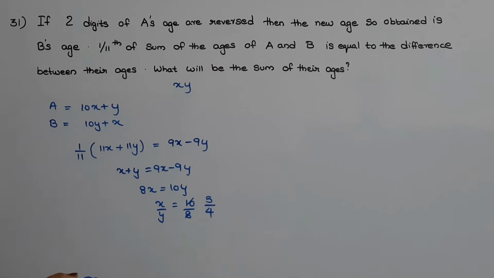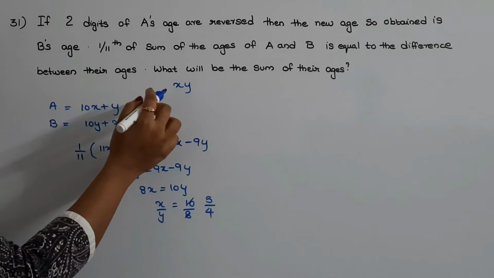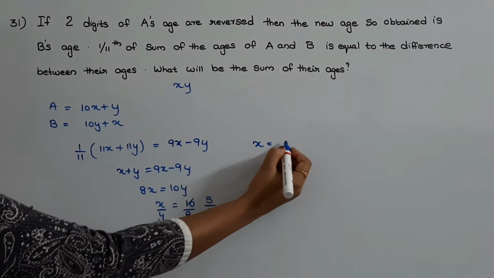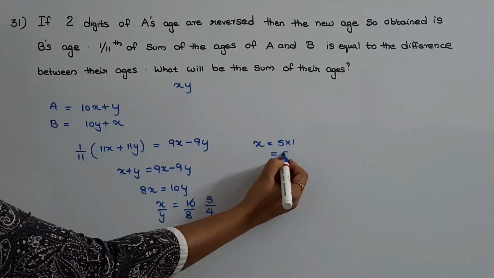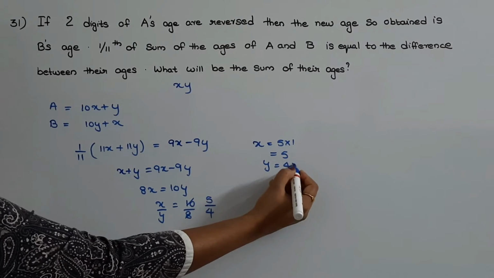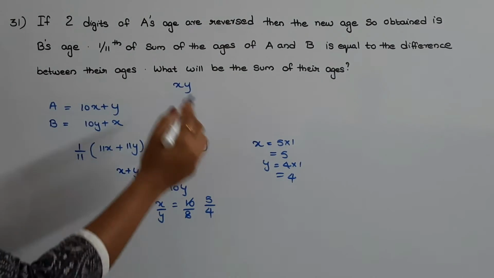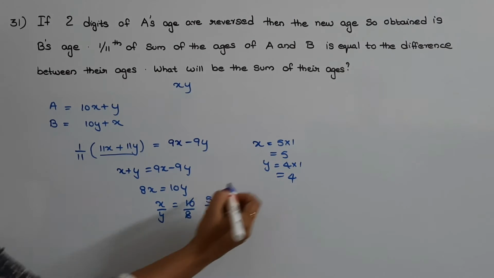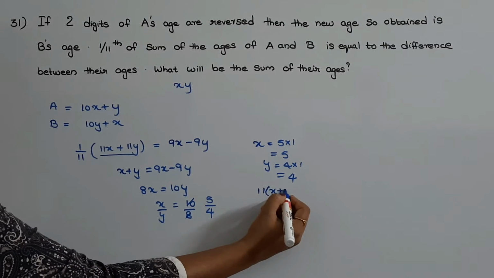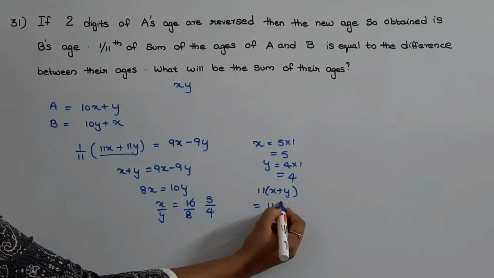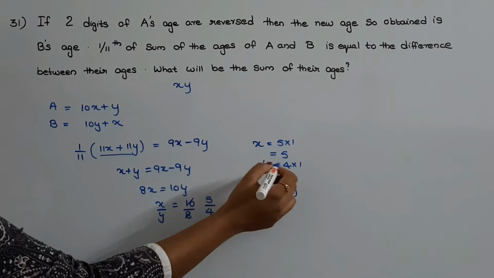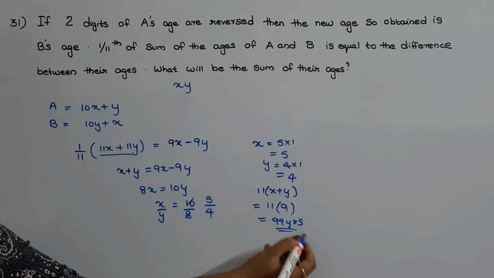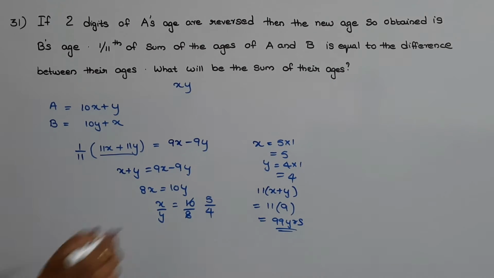Okay. Now what will be the value of x? x and y are one digit numbers. Okay. So x value will be equal to 5 into 1, that is 5. Then y value will be equal to 4 into 1, that is 4. Okay. We need to find out the sum of their ages. Sum of their ages is 11x plus 11y. So 11 into x plus y will be the sum of their ages, that is equal to 11 into x plus y, which is 5 plus 4, that is 9. So that is equal to 99 years. So the sum of their ages will be equal to 99 years.